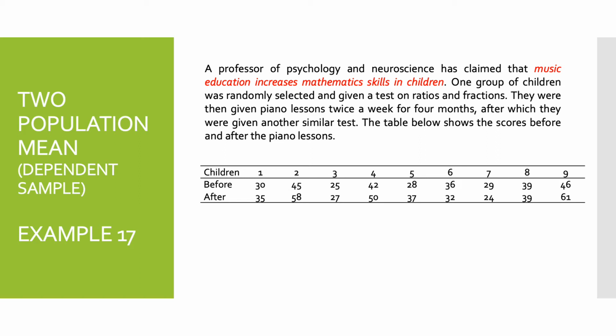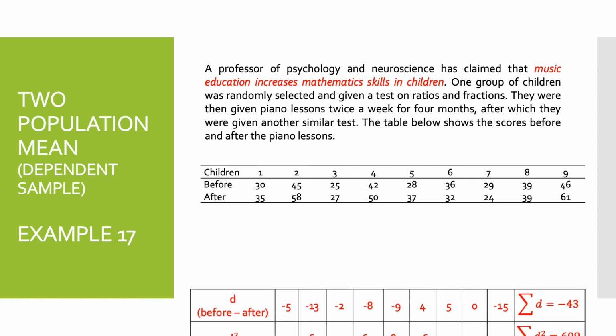So the table below gives the score before and after of the children attend the piano lessons. So this is what we call as dependent sample. Why? Because we have one group of children and then we take the measurement on the children twice, 2 times. So what should we do first?